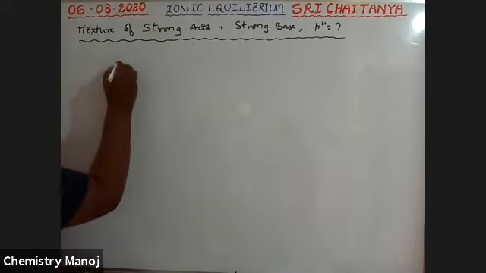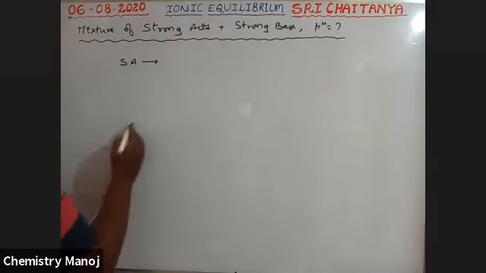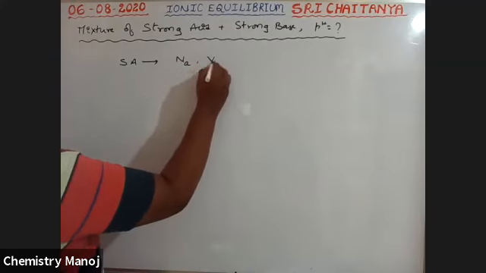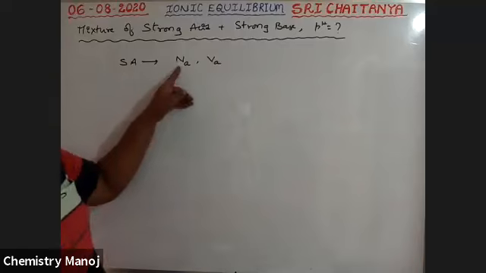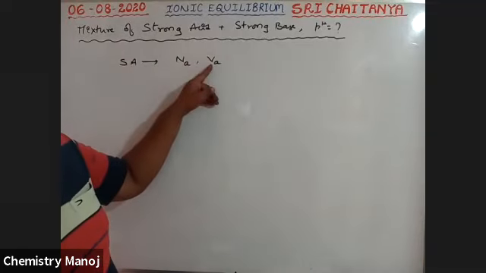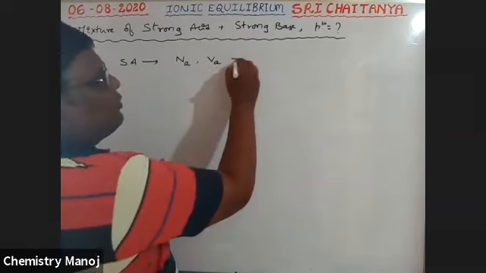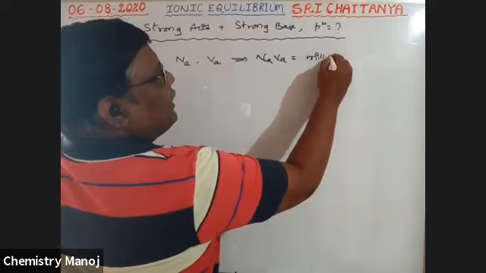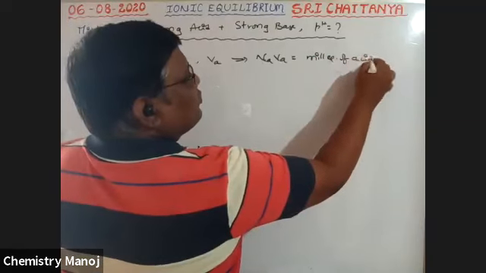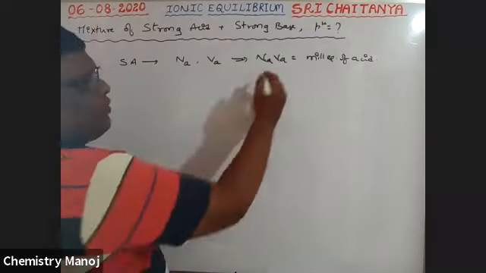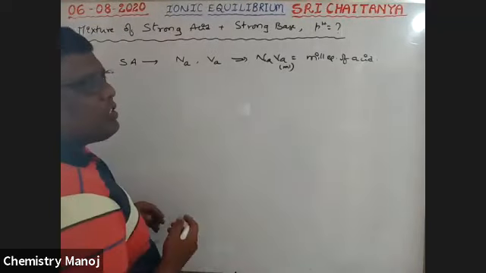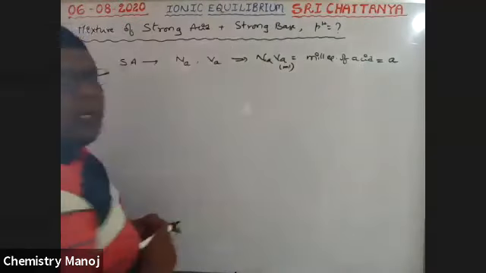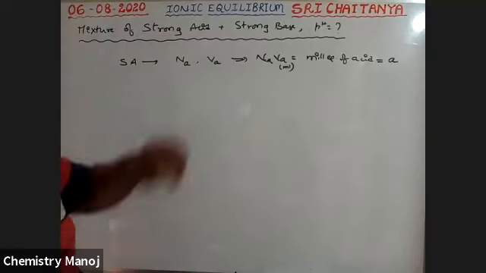See here, I am taking one strong acid. Let its normality be Na and volume be Va. Na is the normality of strong acid. Va is the volume of strong acid. That implies Na into Va is equal to milli equivalents of acid. Here volume is in milliliters. Generally, milli equivalents of acid, let it be A. It corresponds to acid.